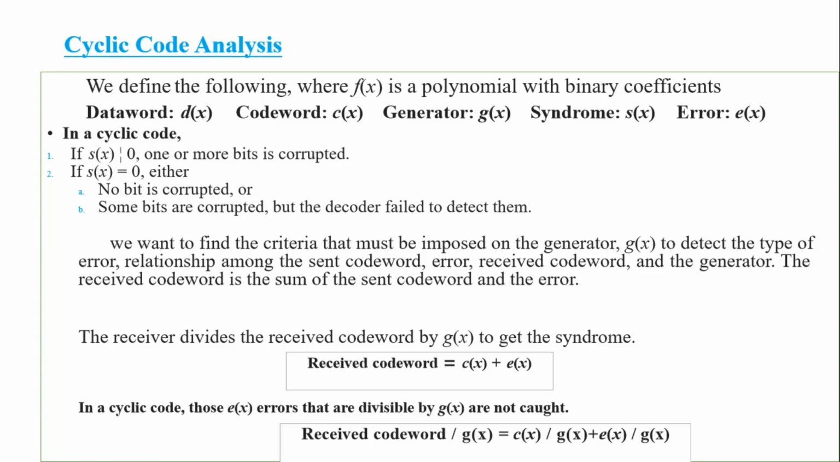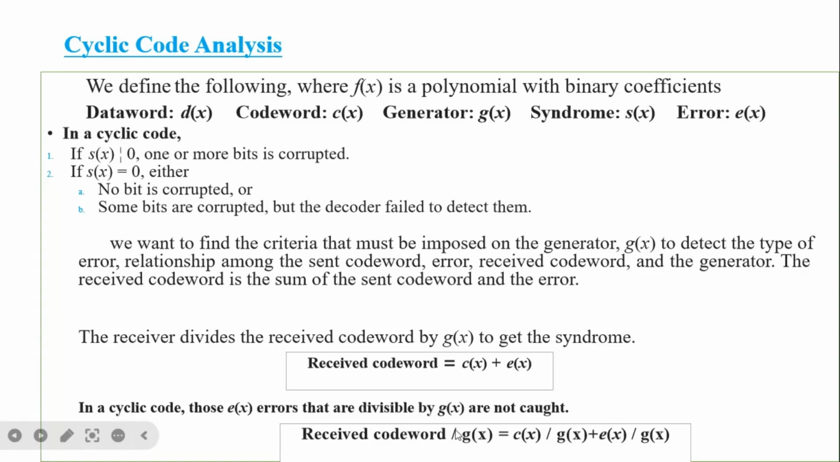We want to find the criteria that must be imposed on the generator so that it will detect the errors. The relationship among the sent code word, error, received code word, and the generator is very important. If we take the received code word as the sum of the code word and the error, and divide that by the generator, as I said in CRC, then if it ends up with a non-zero value, it is able to detect the errors. That is what we are trying to do here.